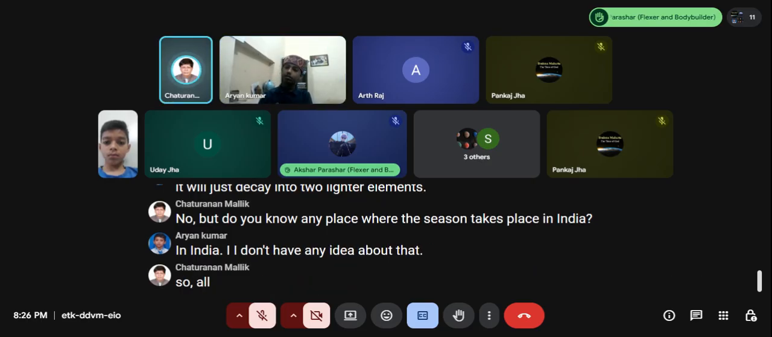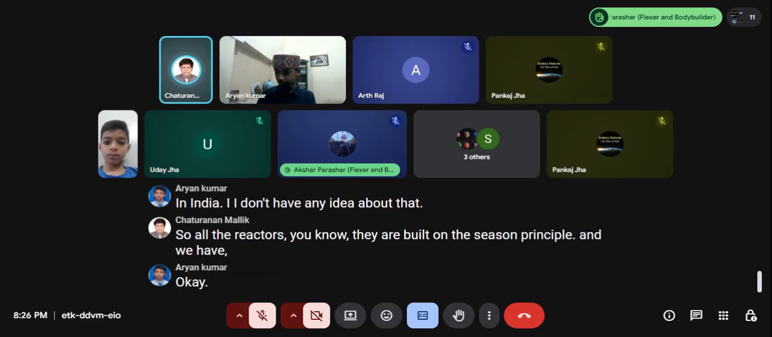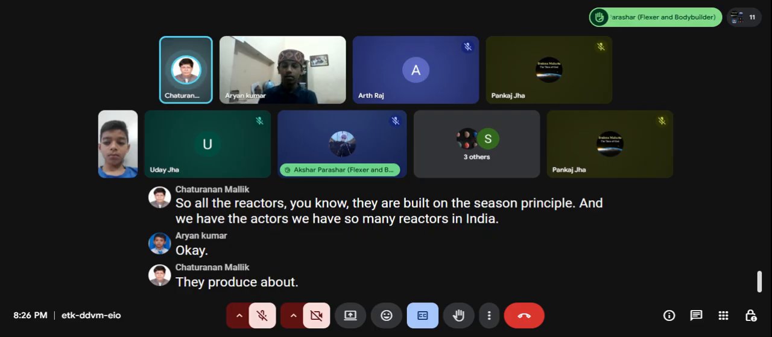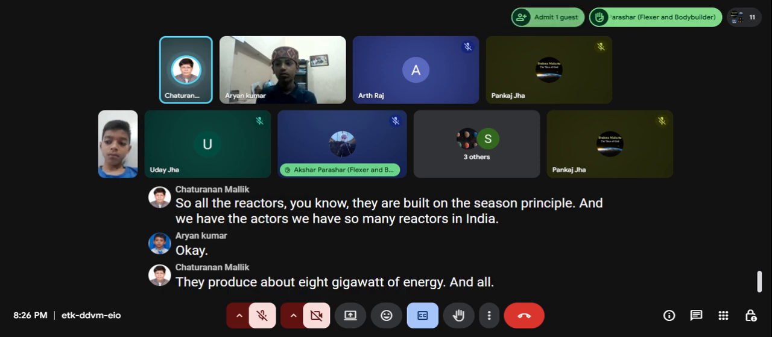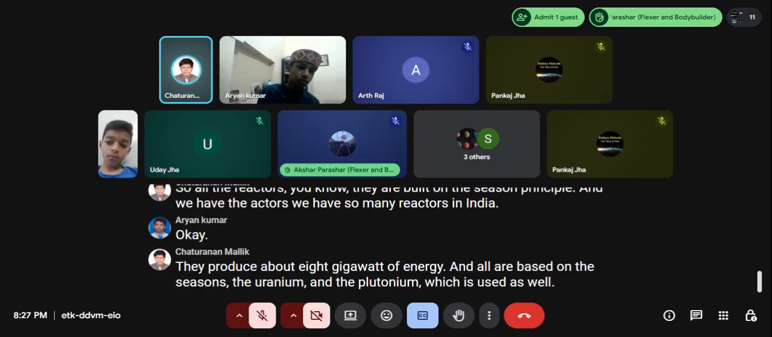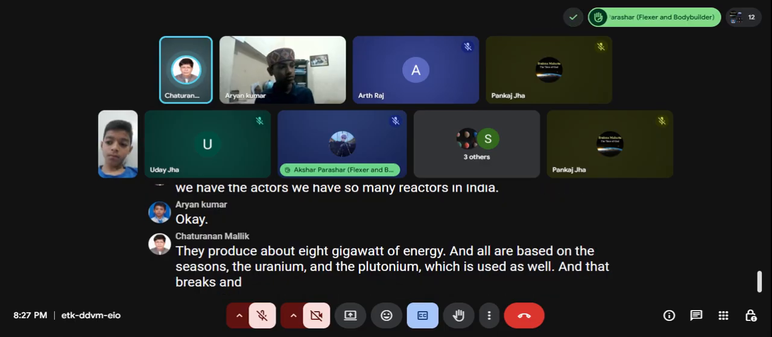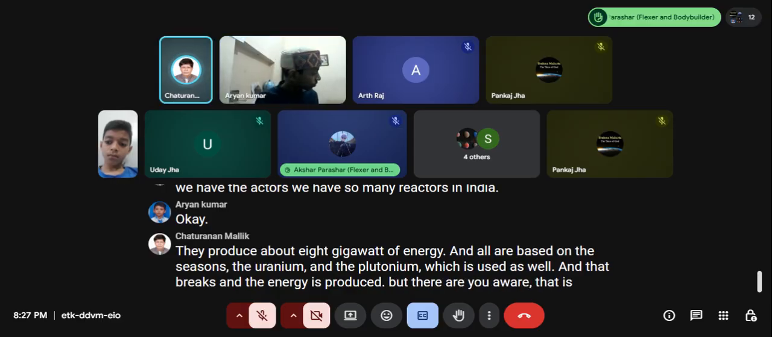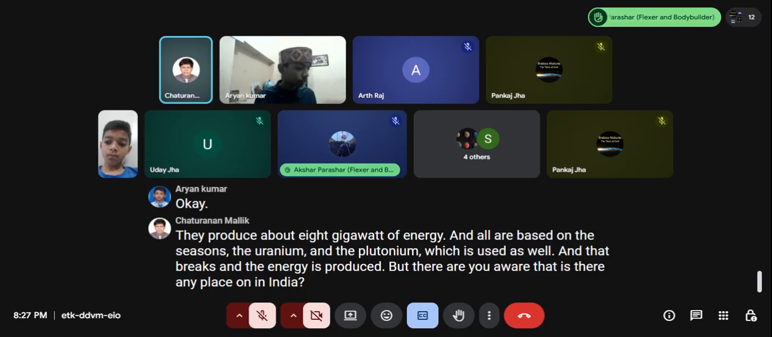So all the reactors, they are built on the fusion principle. We have so many reactors in India. They produce about 8 gigawatts of energy, and all are based on the fusion, with uranium and plutonium used as the fuel. That breaks and the energy is produced. But are you aware that there is any place in India where new elements can be created?